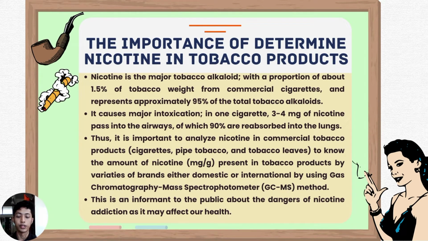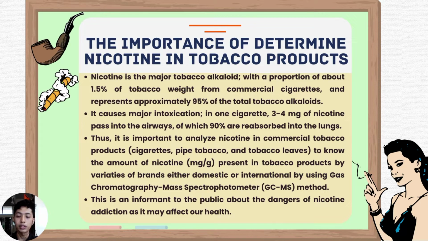Next, we move to the importance of determining nicotine in tobacco products. As we know, nicotine is the major tobacco alkaloid with a proportion of about 1.5% of tobacco weight from commercial cigarettes and represents approximately 95% of the total tobacco alkaloids. It may cause major intoxication, as in one cigarette approximately 3 to 4 milligrams of nicotine pass into the airways, of which 19% are reabsorbed into the lungs.